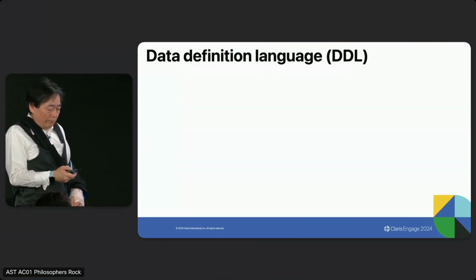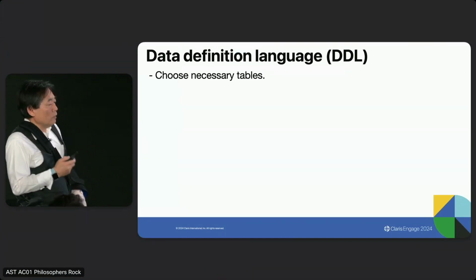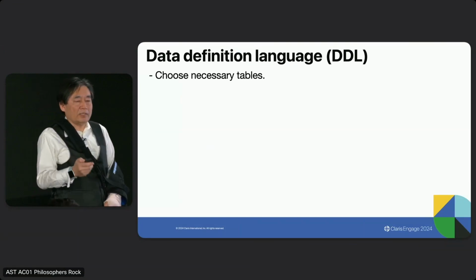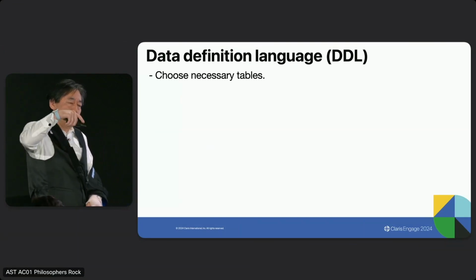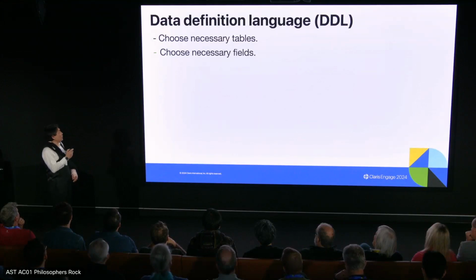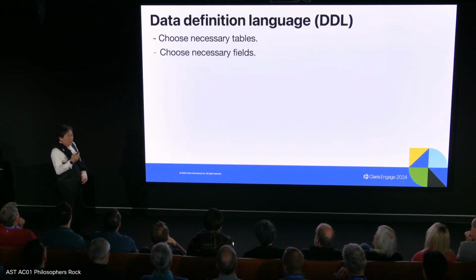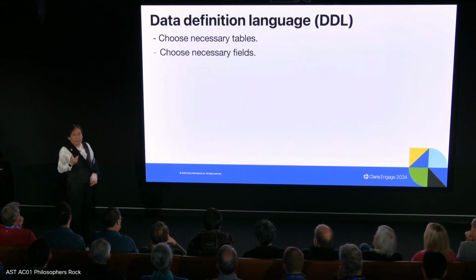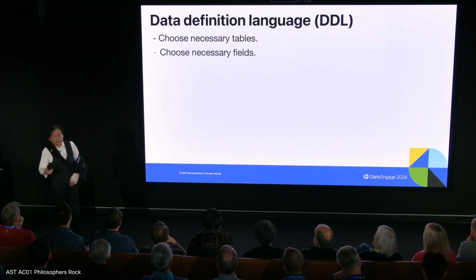Okay, so now let's talk a little bit about DDL. So first, what you need to change is you need to pick the necessary tables. And just like I put a checkbox over, you pick those you need. And also inside the table, you need to choose the necessary fields. You have an option. If you don't choose, then the DDL will send all the fields of your table over. And I saw some people's solutions, some tables have more than 100 fields. So that's probably not a good idea.